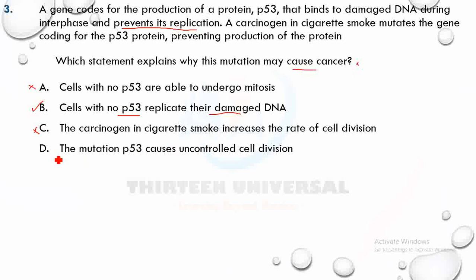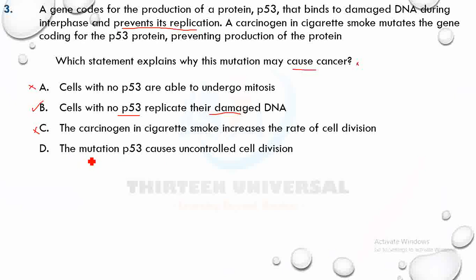Okay, so this says the mutation of p53 causes uncontrolled cell division. Uncontrolled cell division may occur, but does it result in cancer? The reason why it could cause cancer is because p53 is no longer working. If it mutates and p53 is still produced, that means damaged DNA will not be replicated, and we cannot have this uncontrolled mitosis.